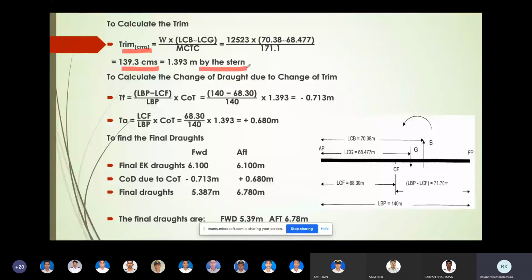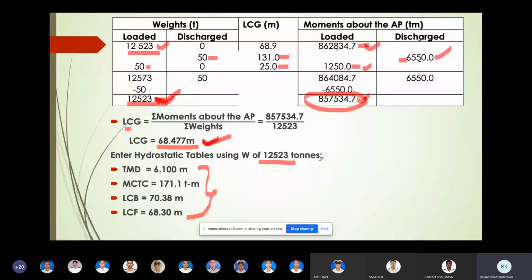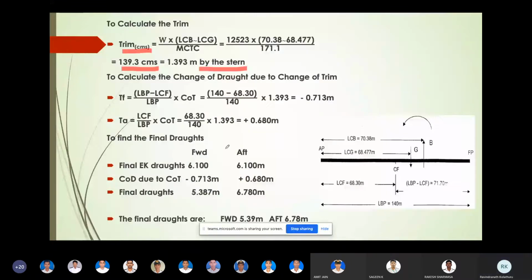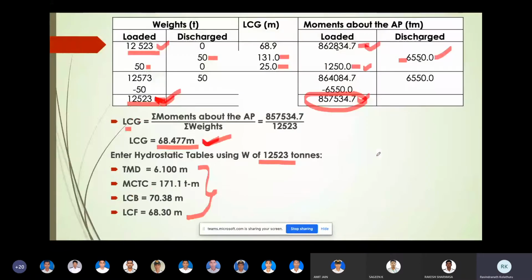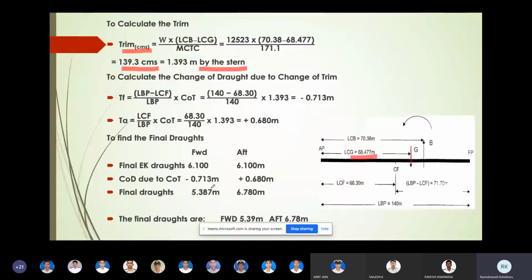You need to plot the position. So here also, always for all problems, we have to draw this sketch. We know the LCG of my vessel is 68.477. So I plot from the aft perpendicular the position of G at 68.477. Now I have already found out my LCB. You see LCB is more, 70.38, so it will come somewhere here. Now when I plot this, I see my G is aft of B. So it will be a stern trim. That is the reason I mark it here as my trim to be by stern.